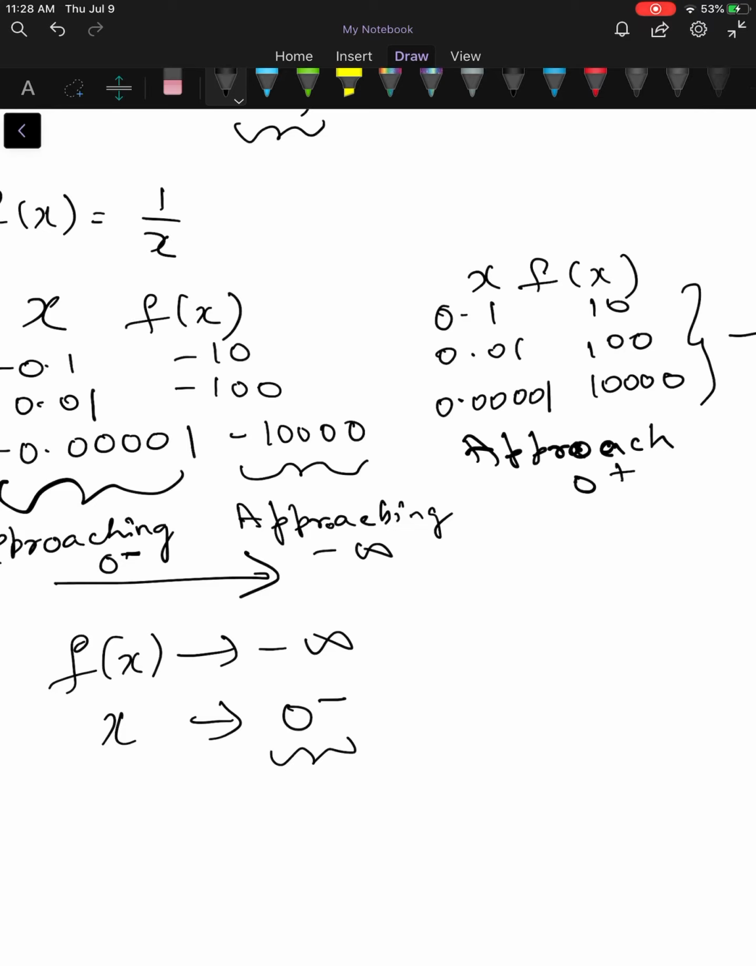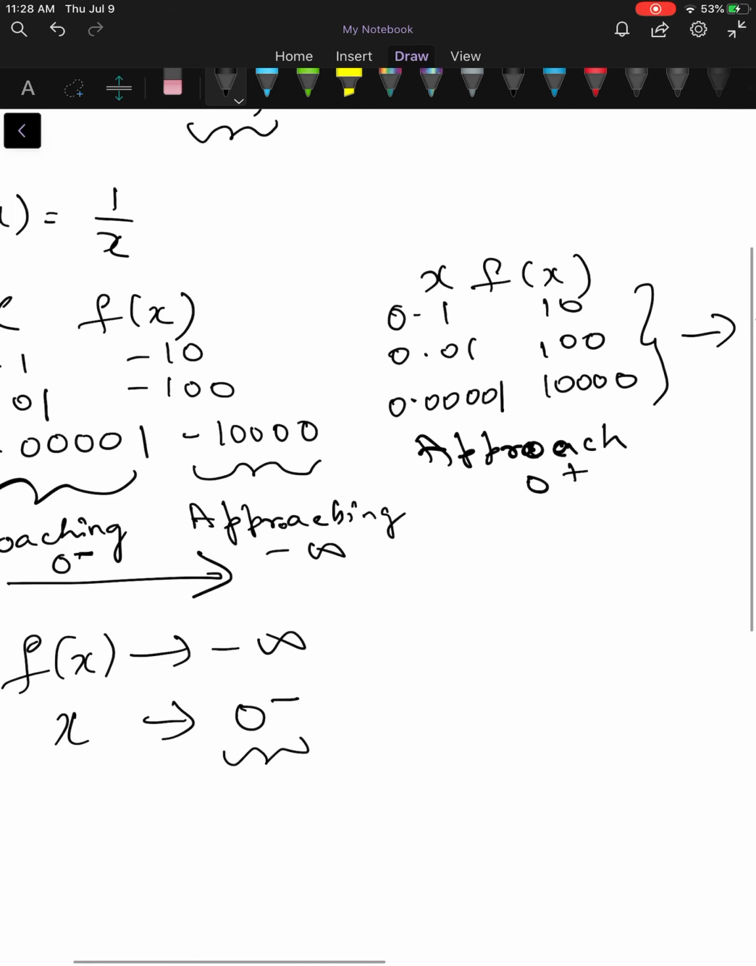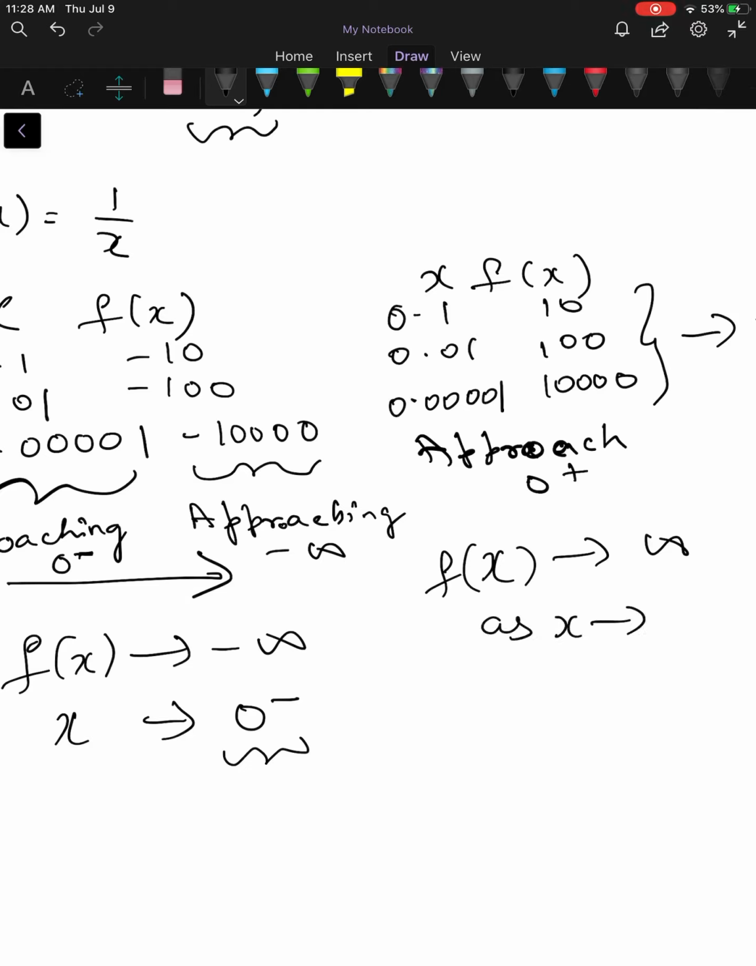And the same can be represented symbolically for positive values. That is the second table, which shows that as x approaches 0 from the right, the values of f of x increase without bound. So there is no bound for that, meaning f of x will tend to infinity as x tends to 0 plus. The 0 with the plus sign implies that the values of x are approaching 0 from the right.